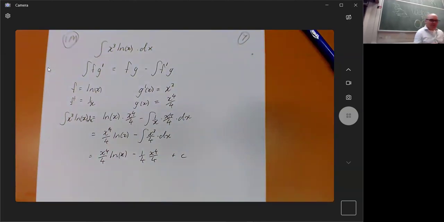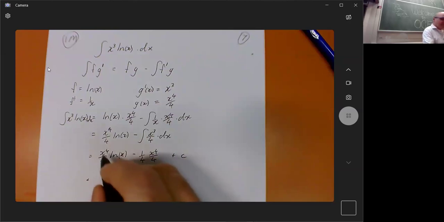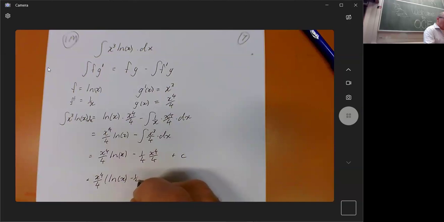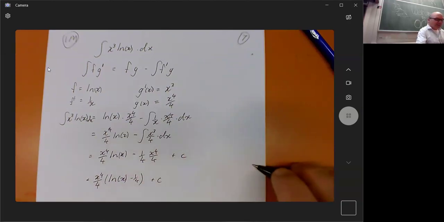If I wanted to go further than that, I've actually noticed there's an x to the 4 on 4 in both of these, so x to the 4 on 4, and I would have ln of x minus a quarter plus c. I could factorize. I'm a huge fan of factorizing when you can, so that's always a great way to go.